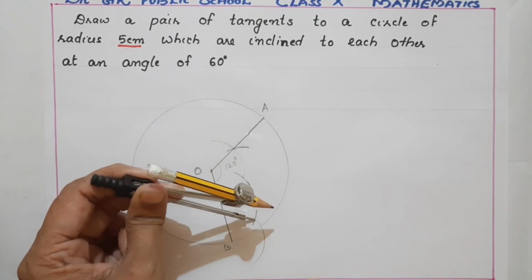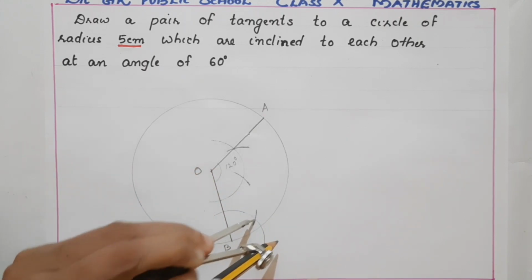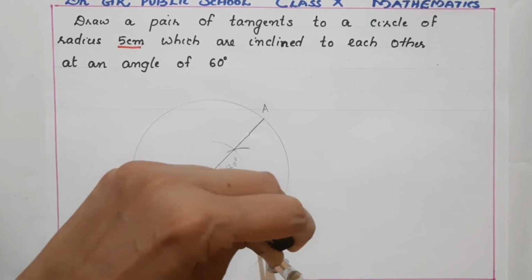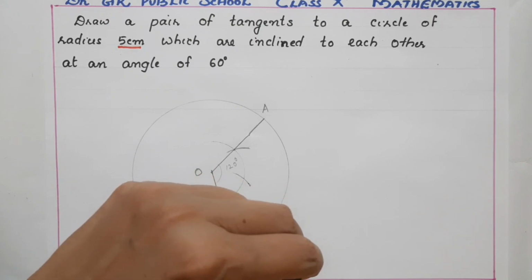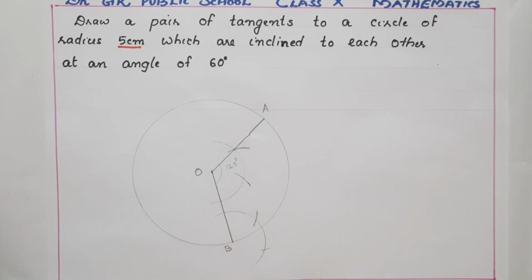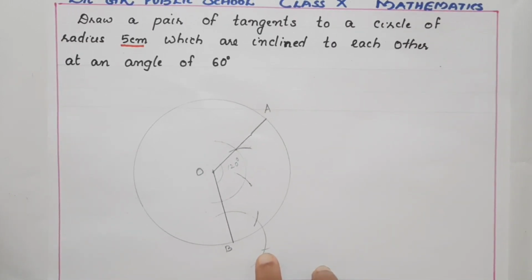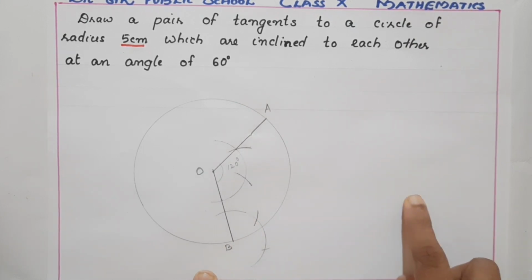Then from this point, another arc. Okay, so this arc represents 120 degrees. So this is 60 degrees, this is 120 degrees. Now if we bisect the angle between the 60 degree and 120 degree, you will get a 90 degree ray.